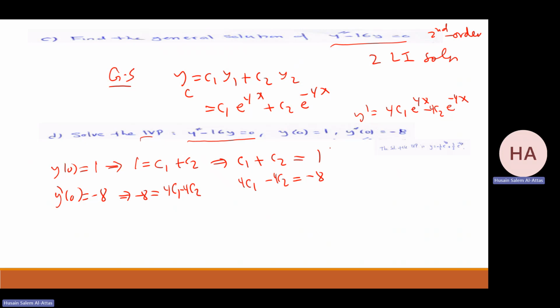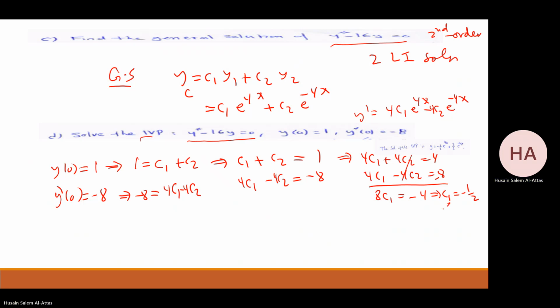So I can multiply the first one by 4, and I just add it to the second one. So I have what? 8c1. This is cancelled. Will be what? Minus 4. So c1 will be minus half. Now substitute there. I have minus 1 plus c2.